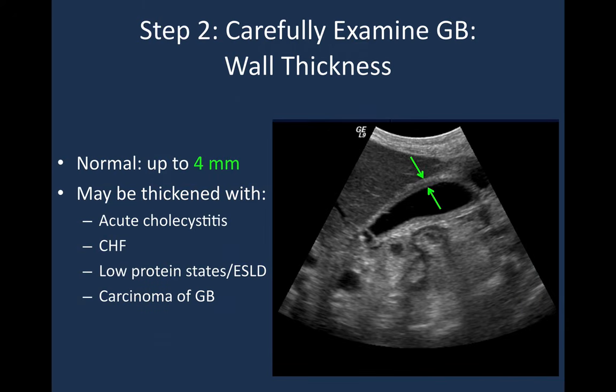In addition to looking for stones, you're also going to want to assess for gallbladder wall thickness. In general, the gallbladder wall will measure up to approximately 4 millimeters. It can be thickened due to multiple processes, including acute cholecystitis, which is what we are most interested in as emergency physicians. But in addition, there are other disease states that can lead to an abnormally thick gallbladder wall, and those include CHF, low protein states, or folks that have end-stage liver disease and are hypo-oncotic, or also patients that have carcinoma of the gallbladder.